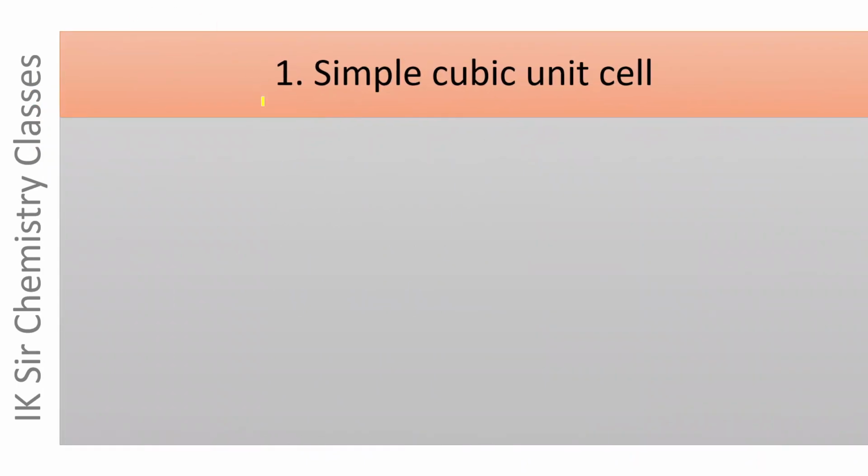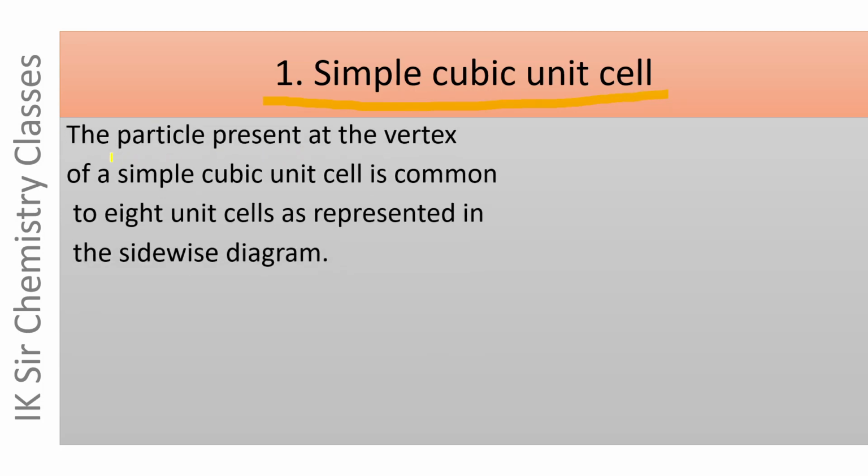Let us start our discussion with simple cubic unit cell. The particle present at the vertex of a simple cubic unit cell is common to 8 unit cells as represented in the side-wise diagram.